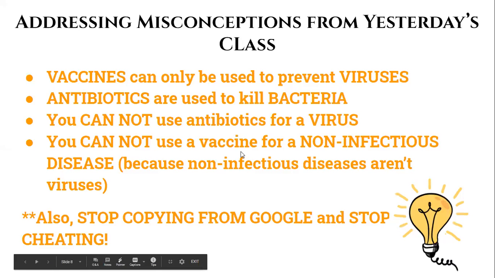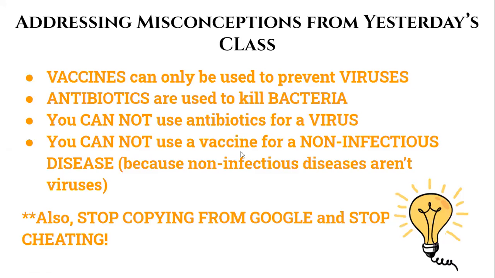All right. So, a few misconceptions from yesterday's class. From talking to some people, were a little confused. Vaccines can only really be used to prevent the spread of viruses. There are very few bacteria that have vaccines that prevent you from getting them. Most of them are viruses. Most people think that it's only viruses that vaccines are used to prevent, but there are very few bacterial ones. Most bacteria are killed or treated with antibiotics.